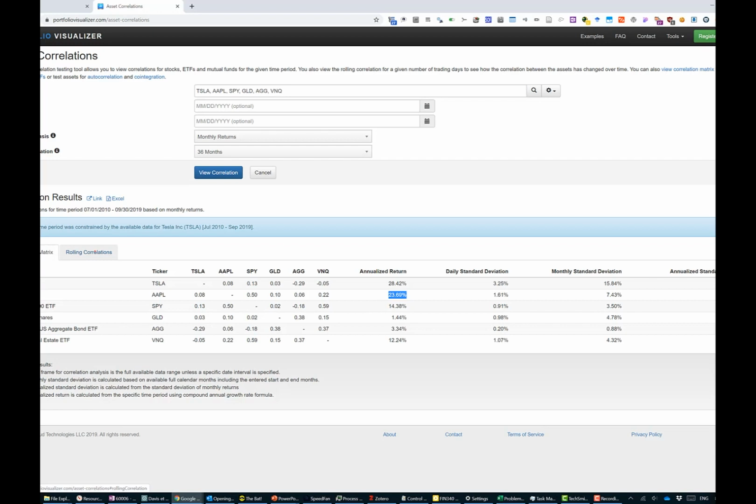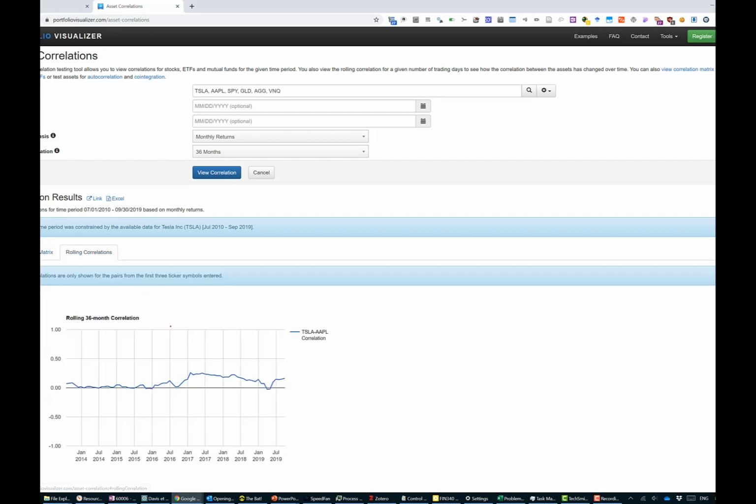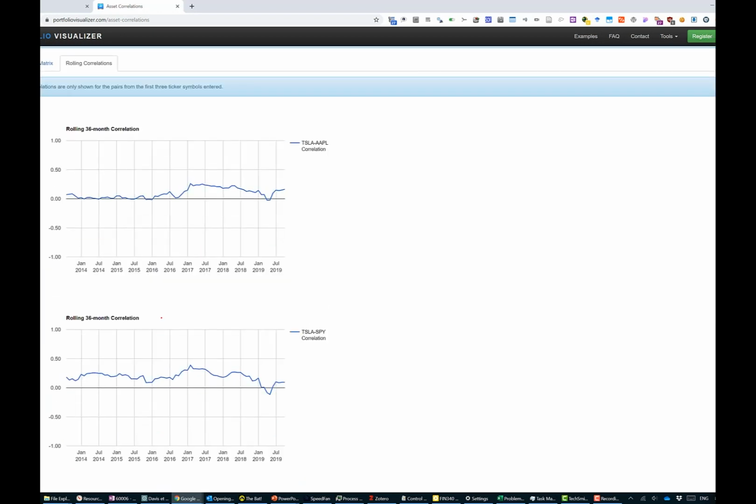What are rolling correlations? Basically, we just don't have one number for correlations for the whole period. We have a window of correlations.